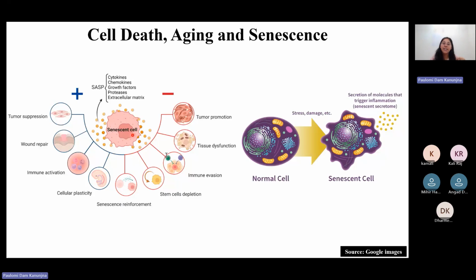And all these basically come from problems associated within the cell. For example, there can be DNA damage accumulation. So, for example, you have replication errors, which we also discussed while discussing DNA replication.